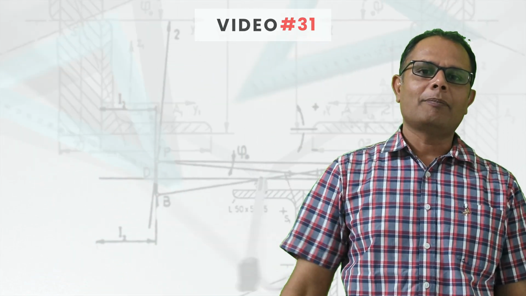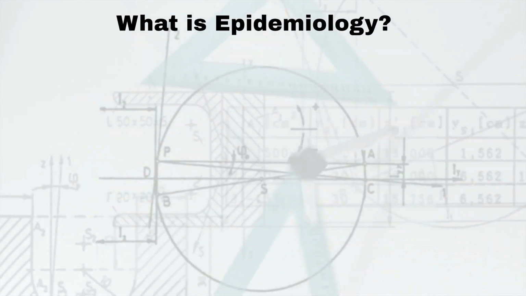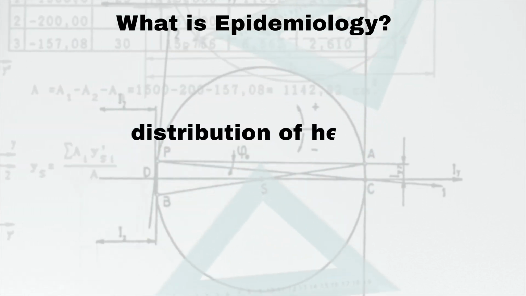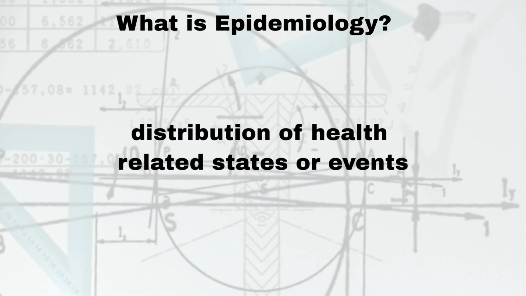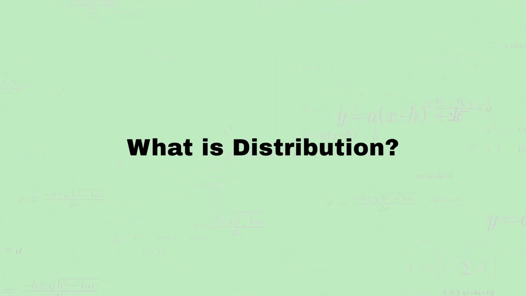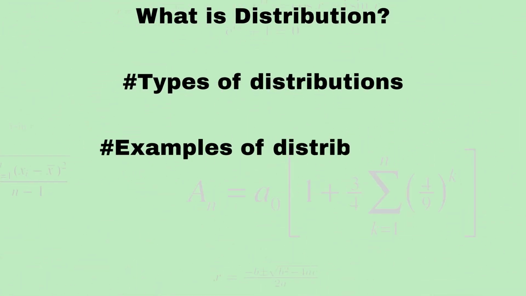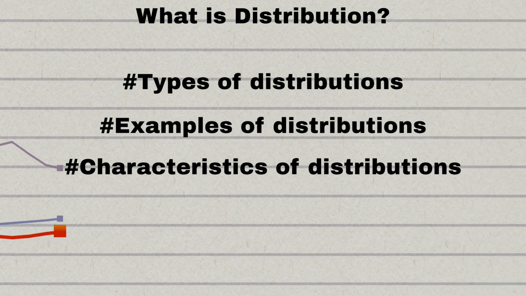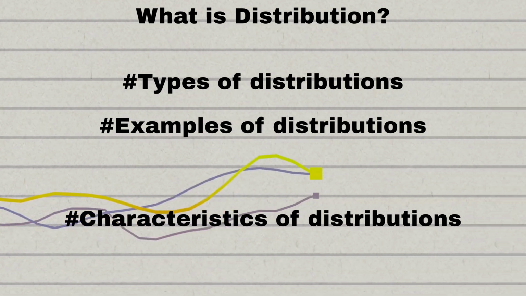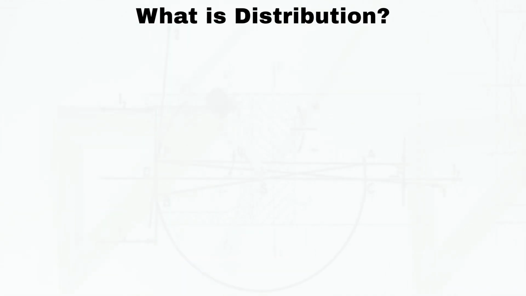Hello friends, welcome back. In a video on what is epidemiology, we learn in one of the keywords that it is the study of distribution of health related states or events. In this video, we will dive further to learn what is distribution, types of distribution, its example and characteristics of various distribution. Let us first understand what does distribution mean using a simple example.